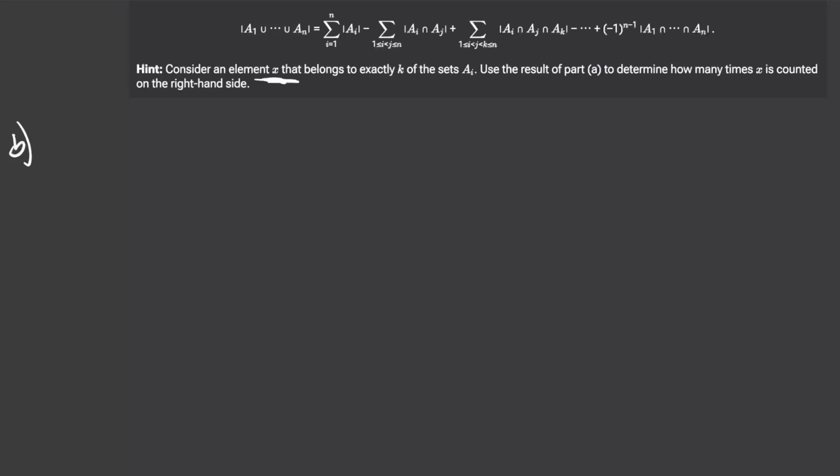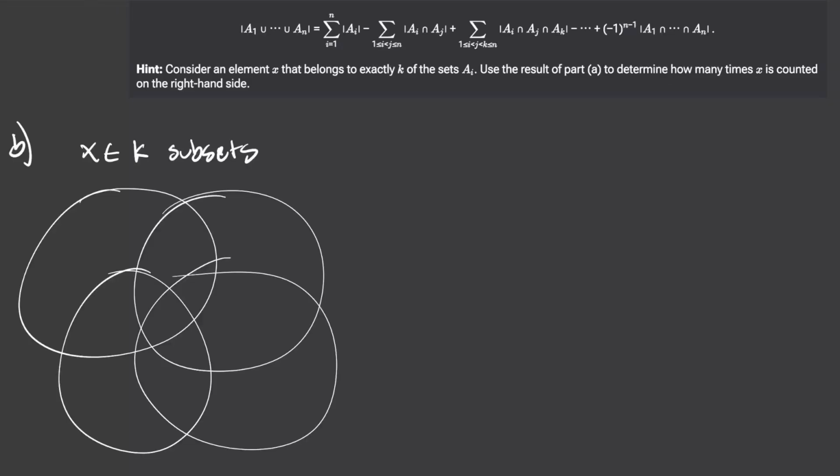Let's consider an element x that belongs to exactly k of the sets A sub i, and then we just need to determine the number of times x is counted on the right-hand side. So let's just set up the problem. Imagine I have a bunch of subsets. I know it's not a perfect drawing, but imagine I just have a Venn diagram here. Each circle represents a different subset, and imagine x exists in k of these subsets. So imagine, for instance, x exists here where there's some overlap between some of our subsets.